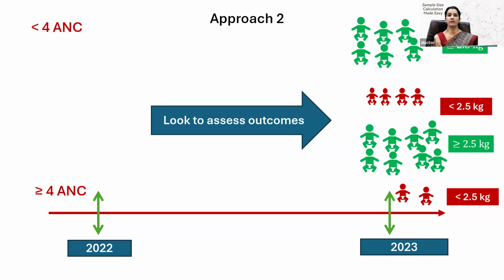It is prospective when you are assigning the exposure status now, currently, and then following it up in the future, as the term suggests. It is retrospective when you are assigning the exposure way back in calendar time and assessing the outcome later, maybe today or 1 year back.